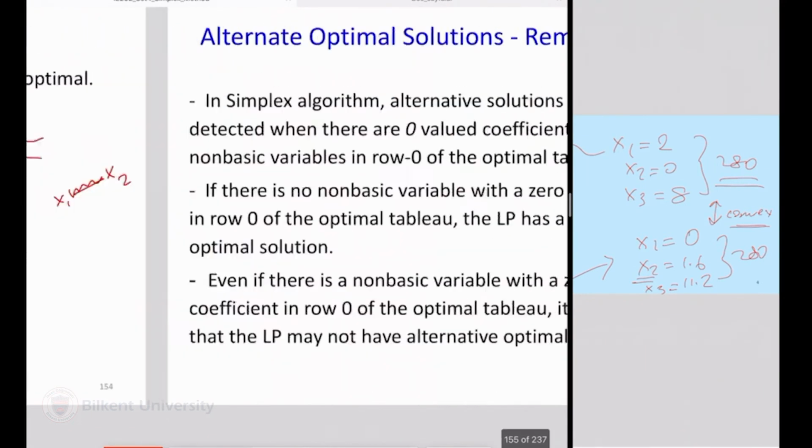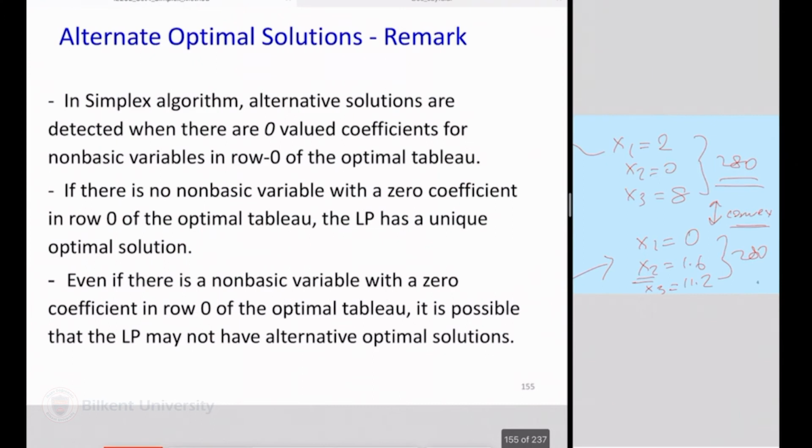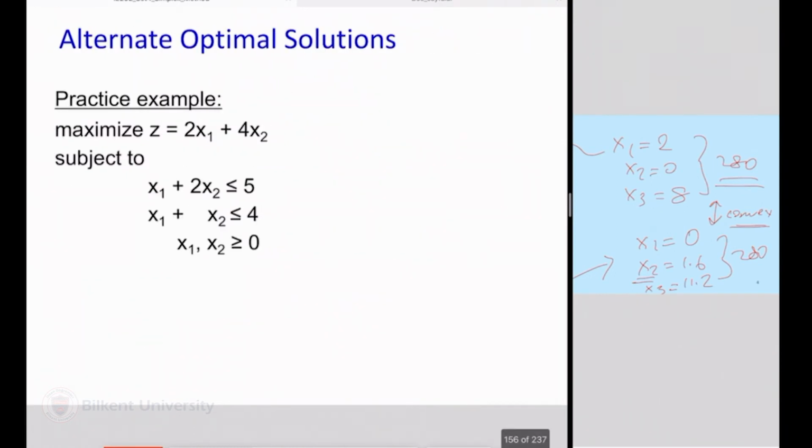So that's why, even if there is a non-basic variable with a 0 coefficient, this is not always guaranteed to give alternate optimum solutions. It is possible that I still have a unique solution. The extra requirement here is that I need the ratio test result to be non-zero. We'll talk about when the ratio test result can be 0, and this is a problem which we call degeneracy, in just a second. Does it make sense? Cool? Good. Okay, let's do this practice together.